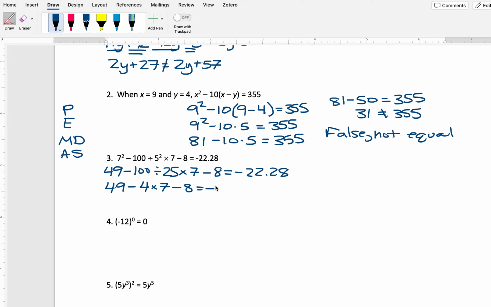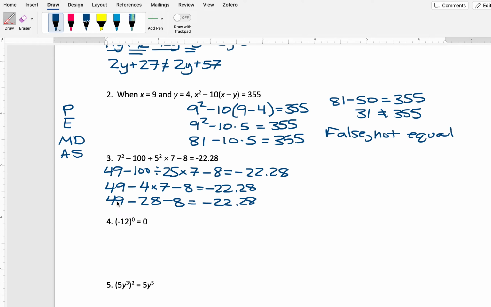And when we do multiplication and division, we do them left to right. So multiplication and division go together. As we read across from left to right, we do all of the multiplication and division that we see. So I did 100 divided by 25, that came first, and then I multiply by 7. The 4 times 7 is what's going to come next. So just keep that minus there. 4 times 7 is 28, minus 8.